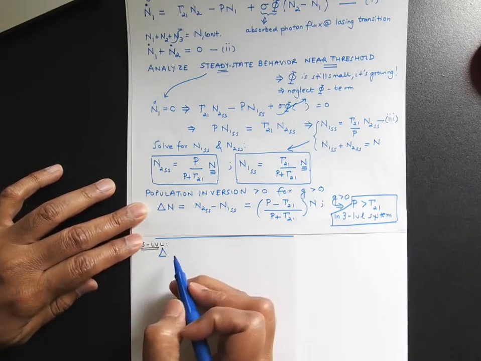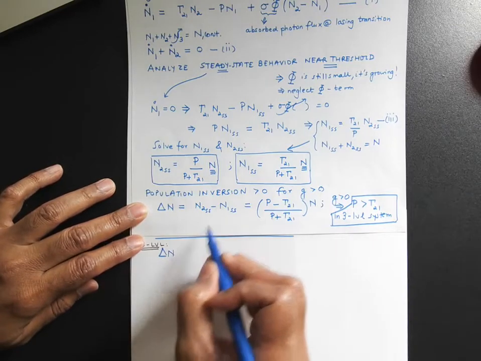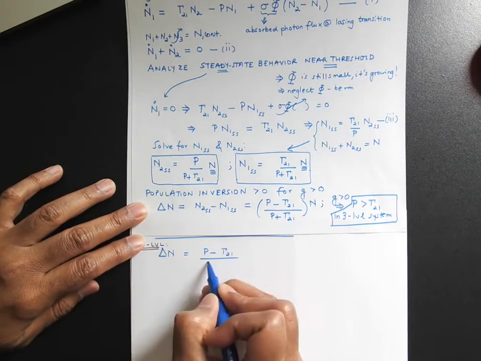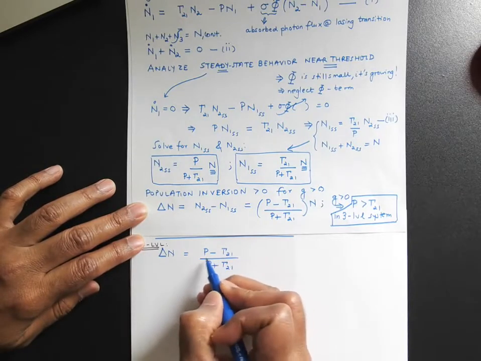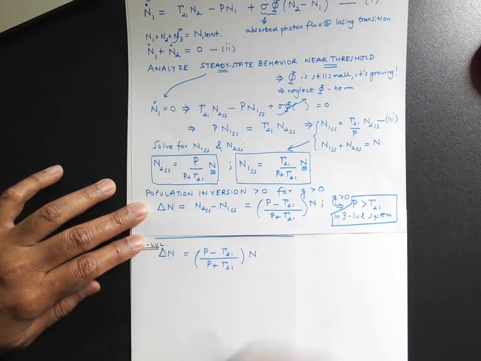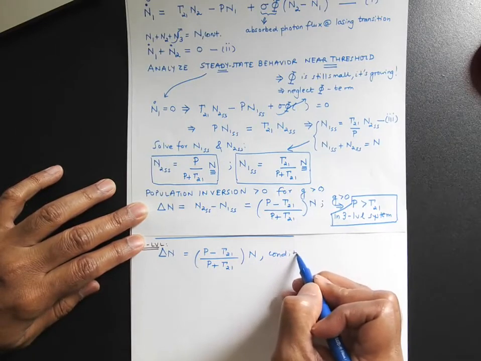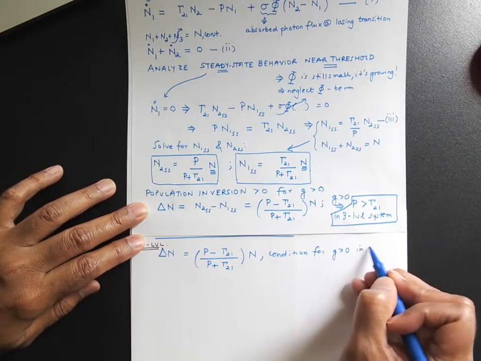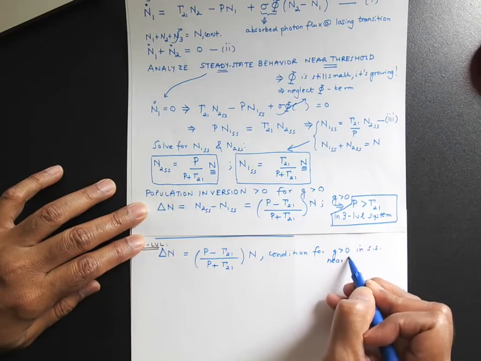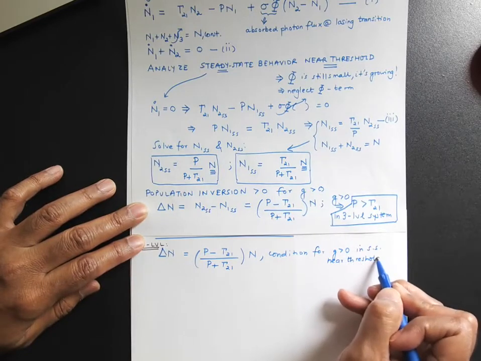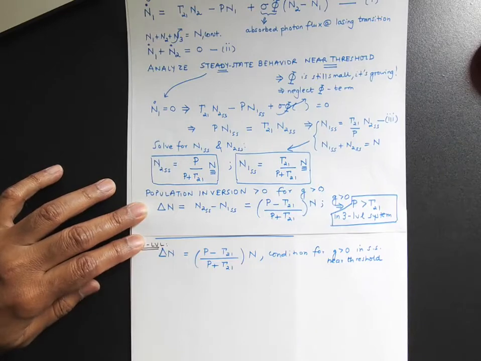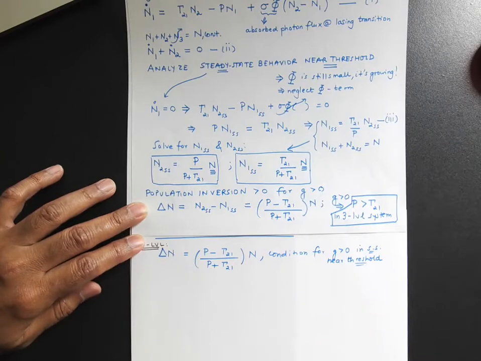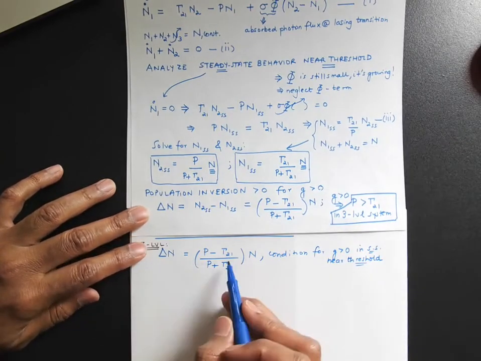Okay, so delta n, it's written out here, is p minus gamma 21 over p plus gamma 21, times n. And this was the condition for gain greater than 0 in steady state near threshold. So just remember, those are the conditions that we normally do all our analysis at: the steady state and then the threshold.